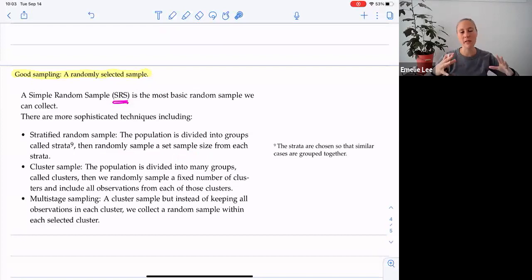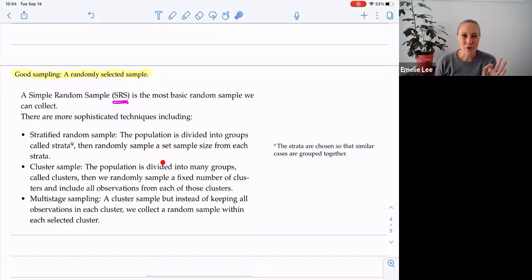So maybe you're randomly selecting 20 people from the science program. Maybe you're selecting a random sample of 20 people from, well, maybe science was a little too vague, maybe from math, computer science, engineering, mechanical engineering. It depends on how you define your strata. And so you randomly sample a set sample size from each strata.